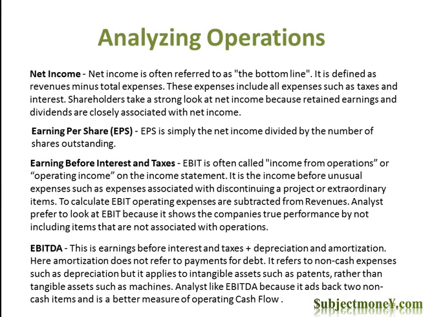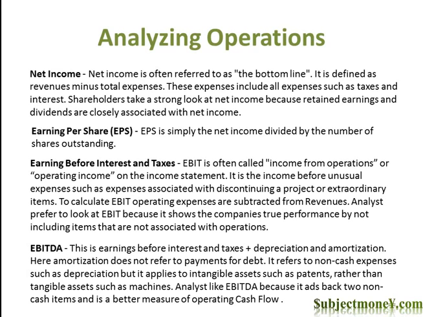Earnings before interest and taxes is often called income from operations or operating income on the income statement. It is the income before unusual expenses such as expenses associated with discontinuing a project or extraordinary items. To calculate EBIT, operating expenses are subtracted from revenues. Analysts prefer to look at EBIT because it shows the company's true performance by not including items that are not associated with operations.